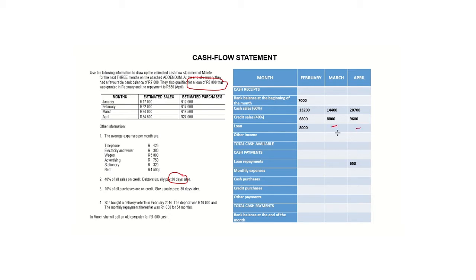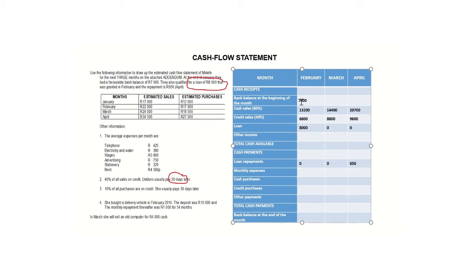Now, when you're going to capture there in your books, you're just going to put zero there, and zero there, because you're receiving nothing from the loan. It happens once. Same as the repayment of the loan, they say you're only going to start paying in April, which means here becomes zero, closed.